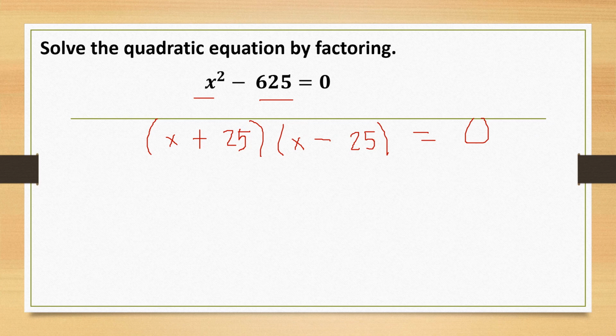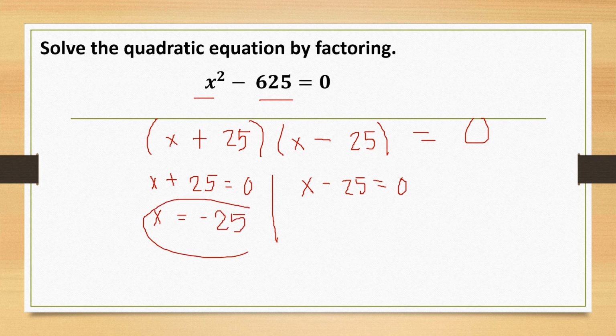Next, apply zero product property. Equate both factors to 0. So we have x plus 25 is equal to 0 and x minus 25 is equal to 0. Solve for x. So x sub 1 is equal to negative 25. X sub 2 is equal to positive 25. You can do the checking by substituting negative 25 and positive 25 to the original equation.